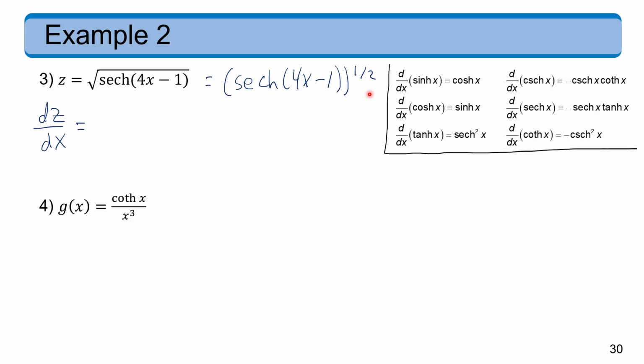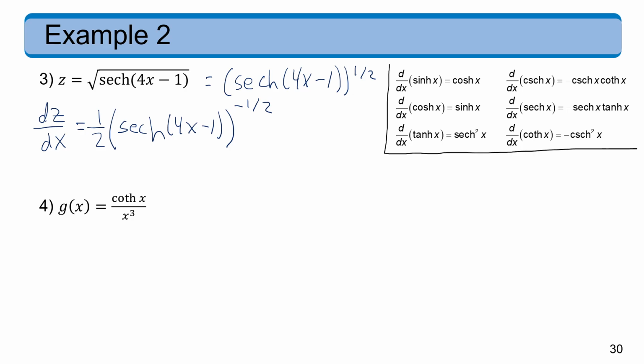The outer function is the power function, so we start with the power rule, bring the 1/2 down in front, and reduce the power by 1. And we keep the inside part as it is when we do that. So the new power is 1/2 minus 1, which is negative 1/2. Now the second part of the chain rule is the derivative of the inside part. So the inside part is hyperbolic secant of 4x minus 1.